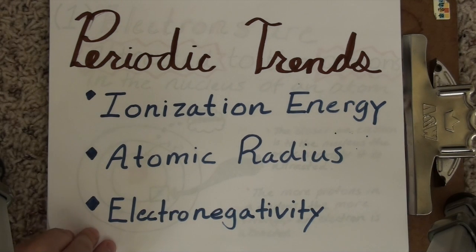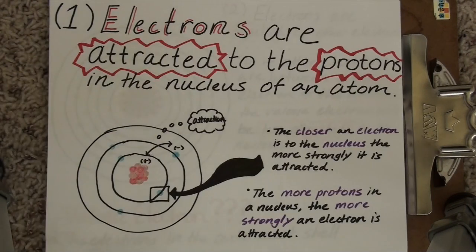All periodic trends can be understood in terms of three basic concepts. Rule number 1. Electrons are attracted to the protons in the nucleus of an atom. Electrons have a negative charge, while the nucleus, consisting of protons and neutrons, has an overall positive charge. Ever heard the saying, opposites attract? Therefore, electrons are attracted to the protons in the nucleus of an atom. The closer an electron is to the nucleus, the more strongly it is attracted. The more protons in a nucleus, the more strongly an electron is attracted.